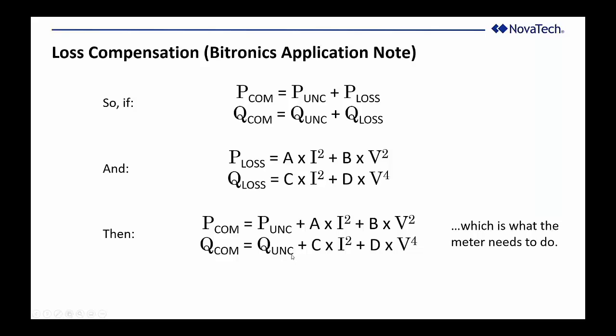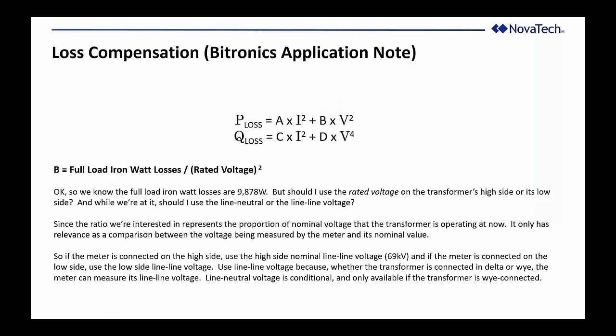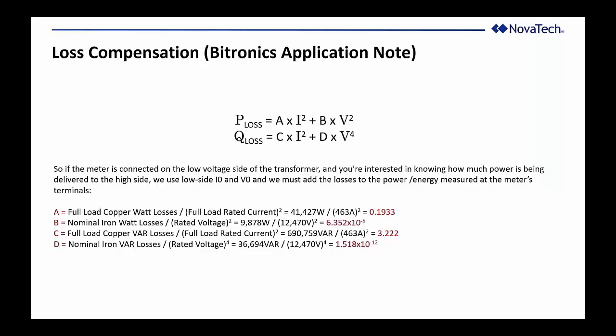And the same thing holds true for VARs. I take the VARs that I'm measuring anyway, and I add to that the square of the current times the C factor and the voltage to the fourth power times the D factor, and those are my VAR losses. I add that to the measured VARs, and I get my compensated VARs. And that is transformer loss compensation.